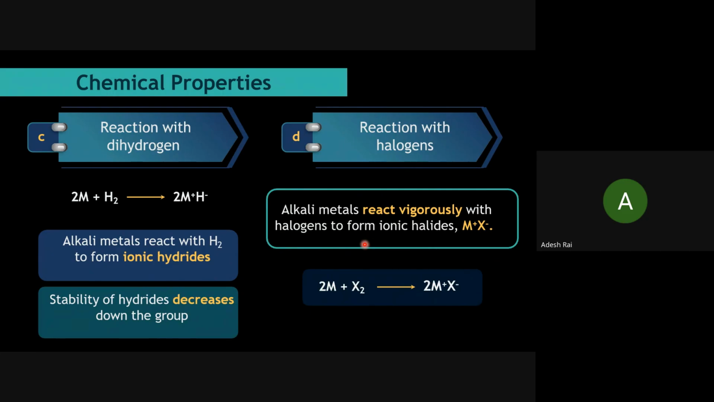For metal hydride, you have to remember the stability. The stability of the metal hydride bond will decrease down the group. As a result, stability of hydrides decreases down the group.